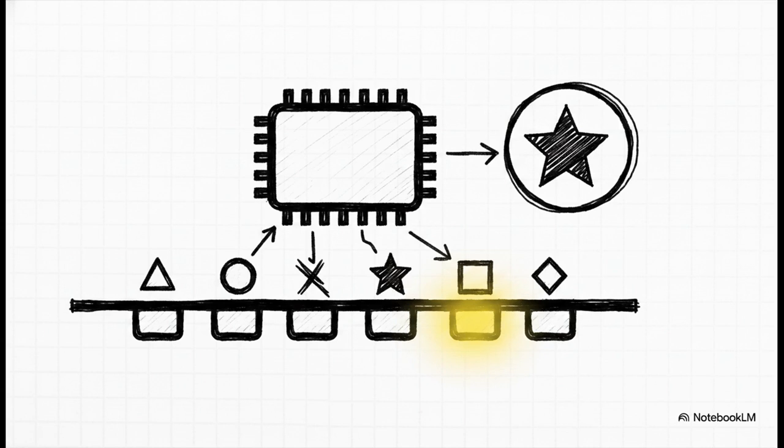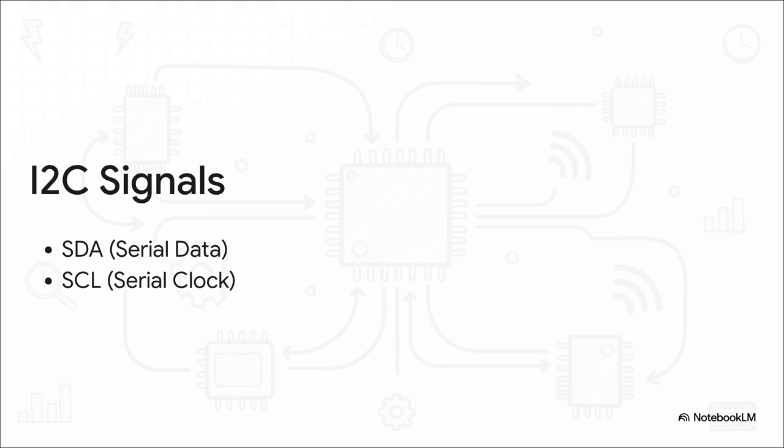It's kind of like a teacher calling roll in a classroom. The master just shouts the address down a shared line, and only the matching device responds. And because of this incredibly clever addressing system, I2C manages a whole network of dozens of devices using only 2 wires, SDA for serial data and SCL for the serial clock. That's it. It is honestly brilliant.